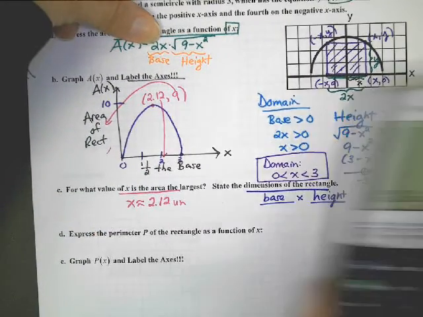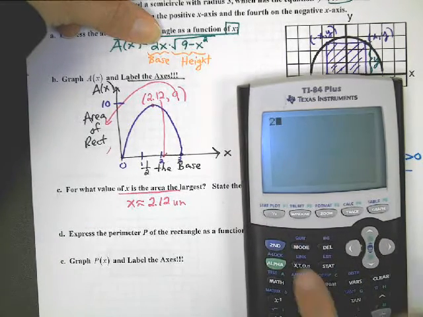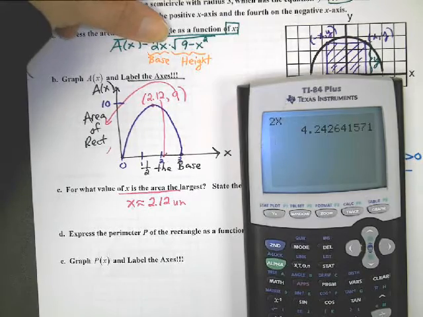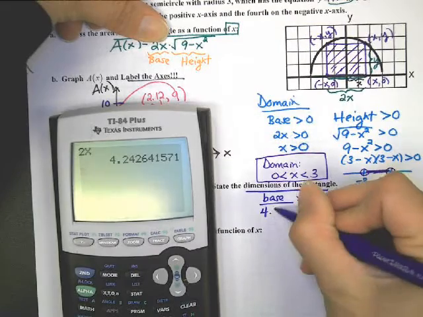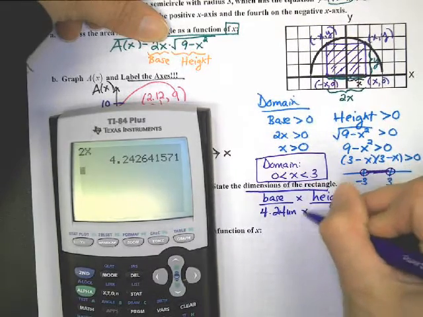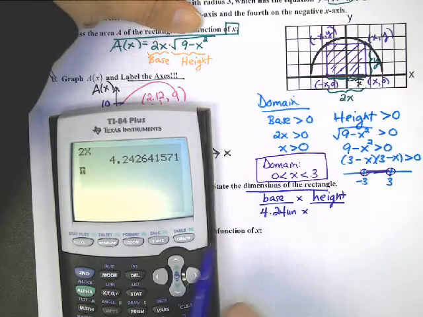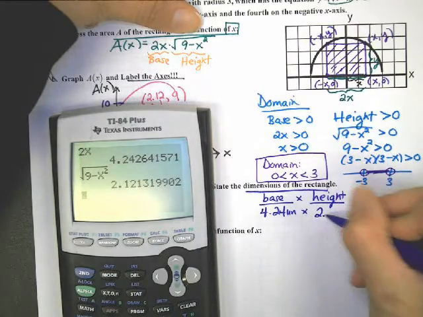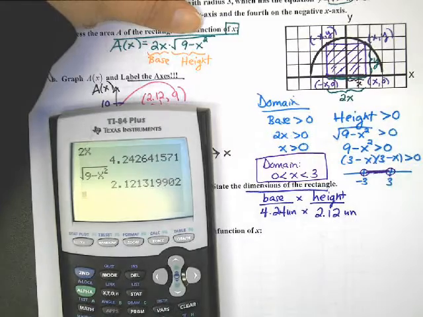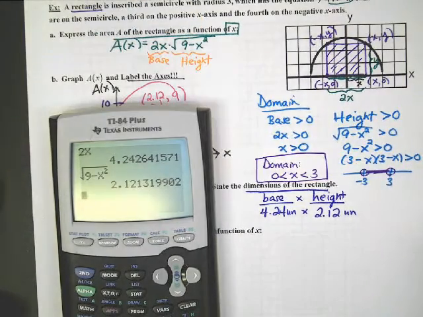To save base, I'm going to take my calculator and say second quit. I'm going to say 2x. So the base is 4.24 units. And then what about the height? The height, I'm going to have to do a calculation, is the square root of 9 minus x squared. And the height is 2.12 units. And that will make the area be the largest.